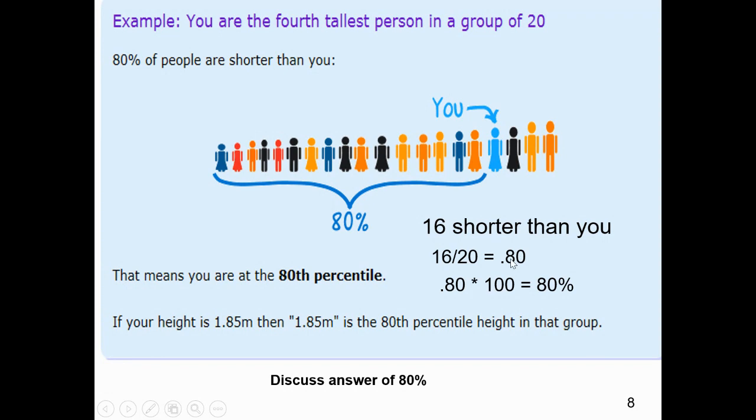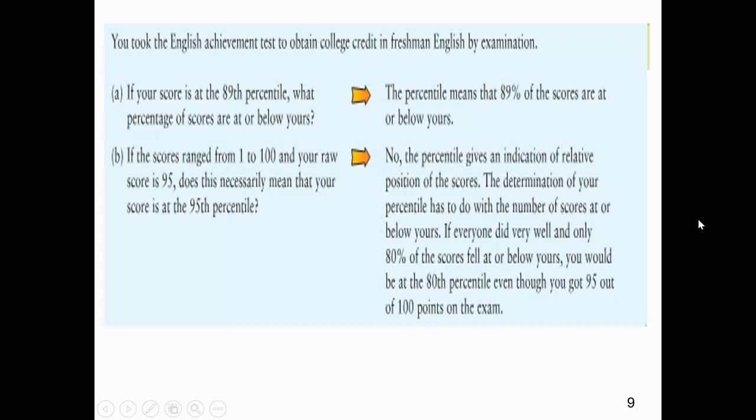That gives you a little clue of how we're going to figure out percentile. Right here, you're looking at the number of people that are shorter than you, these 16 people, dividing it by how many total people there are, and then changing that decimal to a percentage or a percentile by multiplying by 100. If your score is at the 89th percentile, what percentage of scores are at or below yours? Well, 89%.